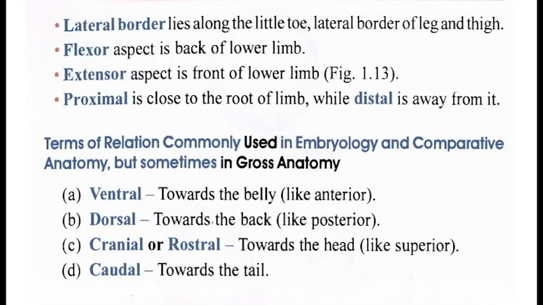Embryology. Ventral: towards the belly. Dorsal: towards the back. Cranial, rostral: towards the head. Caudal: towards the tail or lower part of the body. Note to remember: in the arms, the flexor side is at the front, but in the legs, the flexor side is at the back. Be careful not to confuse them.